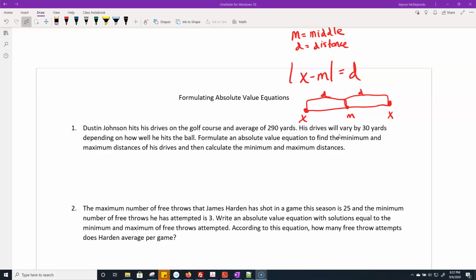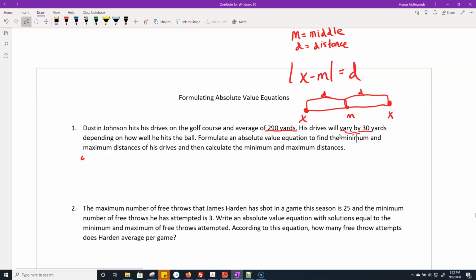It says he drives on the golf course an average of 290 yards, so that's the average. And then his drives will vary by 30, depending on how well he hits the ball. Formulate an absolute value equation to find the minimum and maximum distances, and then calculate the minimum and maximum distances. So here's the equation that I would formulate.